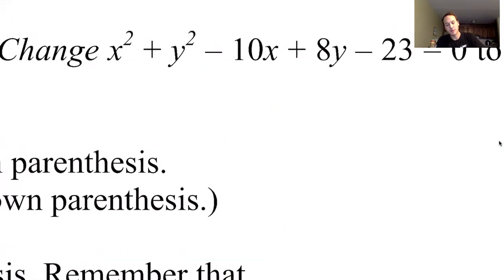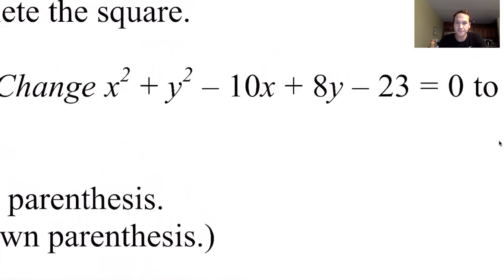I'm going to have a given circle. It's going to help to rewrite this given circle. We're going to put all our x's together, all our y's together. And then all we do is we complete the square twice. I complete the square once for the x's, once for the y's.